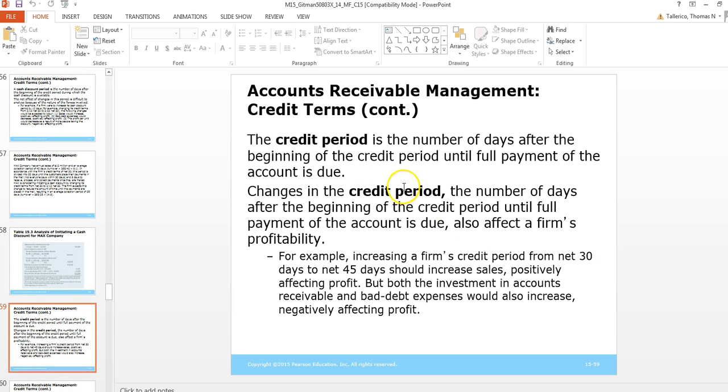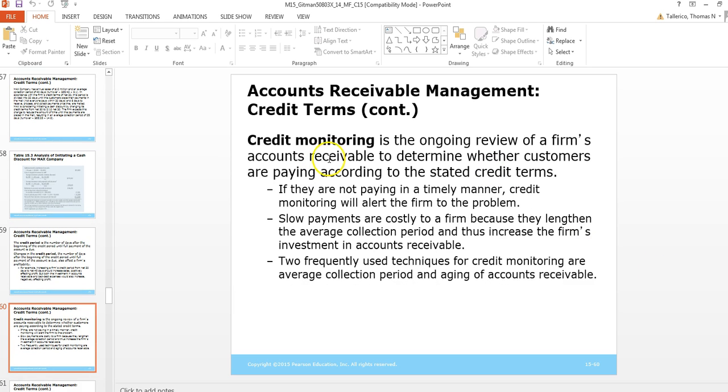All right, and there's a couple terms here that are important, so you should go through these. The credit period is the number of days after the beginning of the credit period until full payment of the account is due. That would be the 30, right? So changes in the credit period, as shown here, go from 30 days to 45 days.